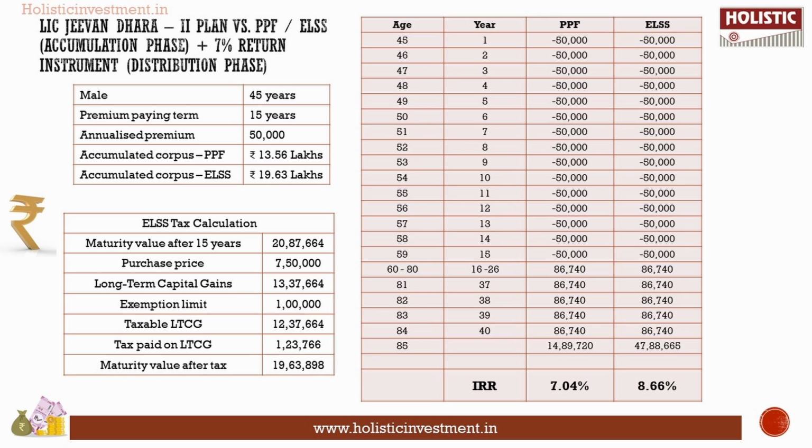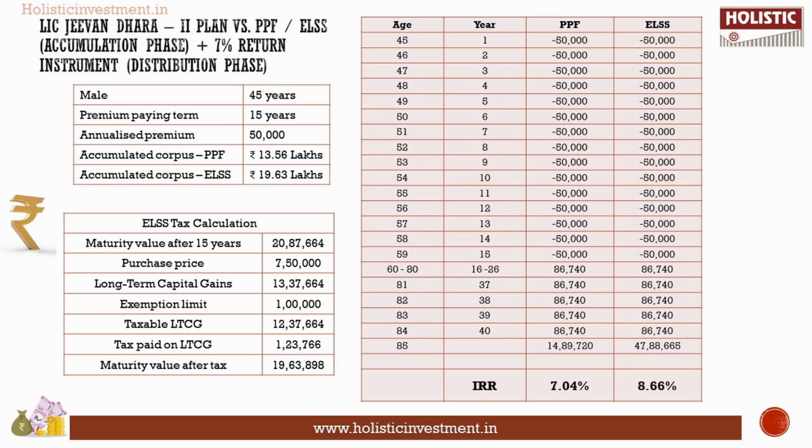Under PPF, the accumulated corpus is 13.56 lakhs. Under ELSS, the final maturity value is 20.87 lakhs. After payment of capital gains tax, the post-tax maturity value of ELSS fund is 19.63 lakhs. The respective accumulated corpus is shifted to a 7% return instrument. This enables you to withdraw 86,740, similar to LIC Jeevan Dhara 2 annuity. At the age of 85 years, the investment is fully withdrawn, similar to the return of purchase price.